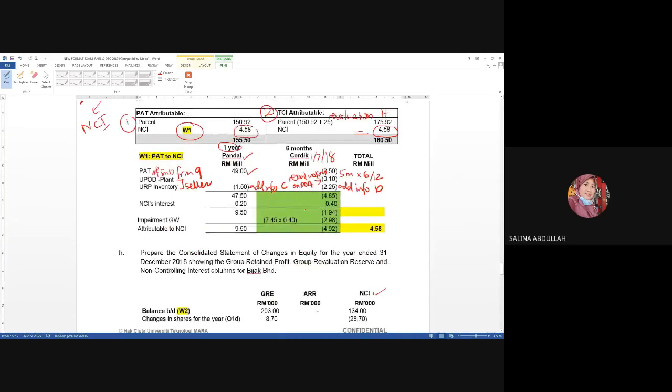So what you need to do, you will calculate with the percentage of NCI. Don't forget that NCI here. So here NCI is 20%. And then we have NCI here 40%. And this increase takes place at the beginning of the year. So the whole 1 year percentage of NCI is 20%. You don't have to apportion, unless if the increase is during the year, then you have to apportion this amount of PAT after adjustment when you want to calculate NCI portion.